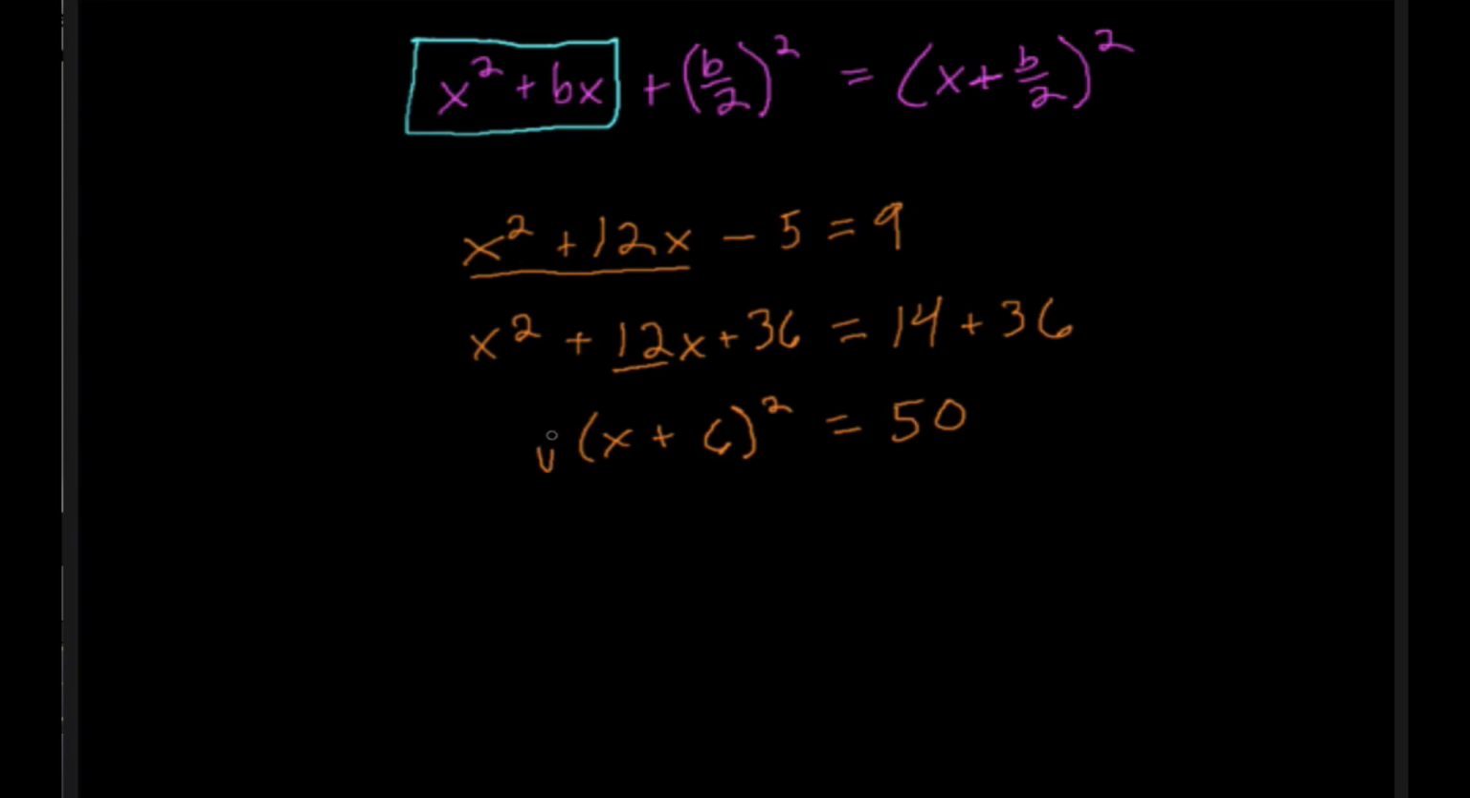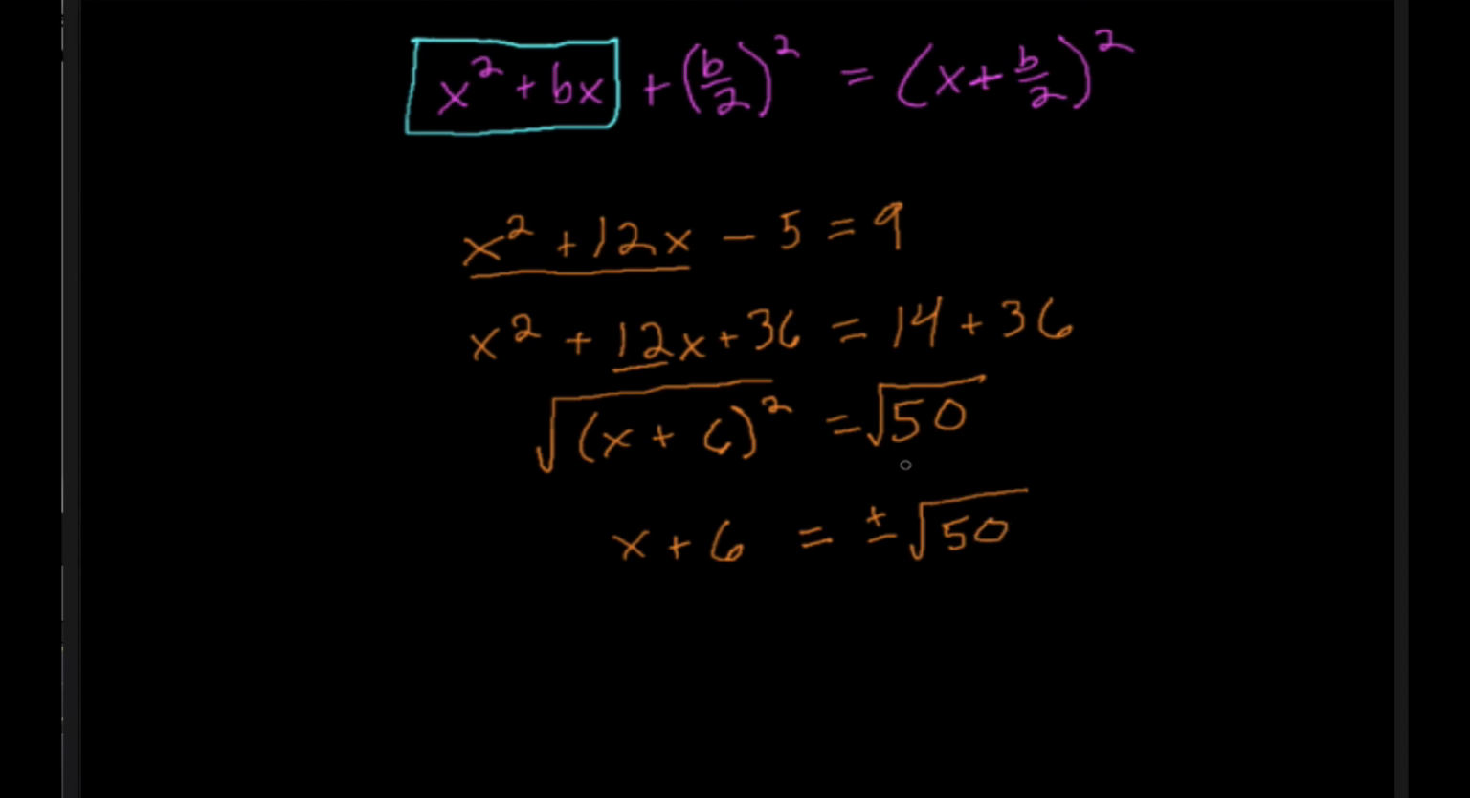So let's take the square root of the left side and take the square root of the right side. Now, the square root of something squared, or a base squared, is going to be that value. So the square root of x plus 6 squared is going to undo the exponent, and we're going to just be left with x plus 6. Now, the square root of 50 is going to be positive or negative square root 50. The square root of 50 can't be simplified, so we're just going to leave the symbol here.